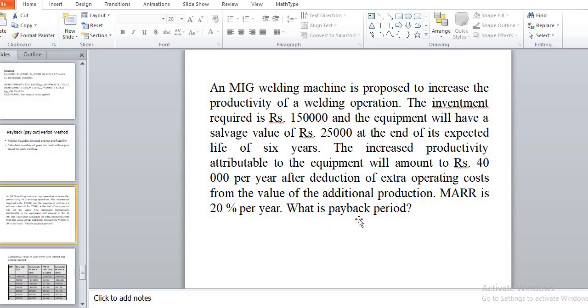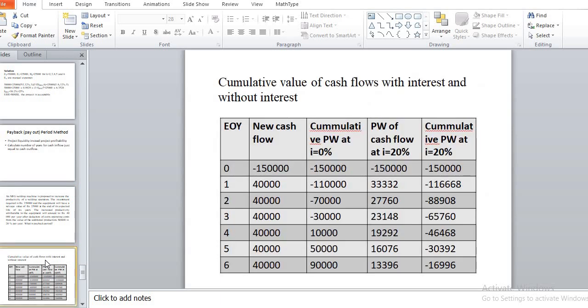Our previous example of tube light and LED bulb was without consideration of the interest rate, but here the interest rate is given as 20%, MARR given as 20% per year. So in this example, we simply prepare a table like this.